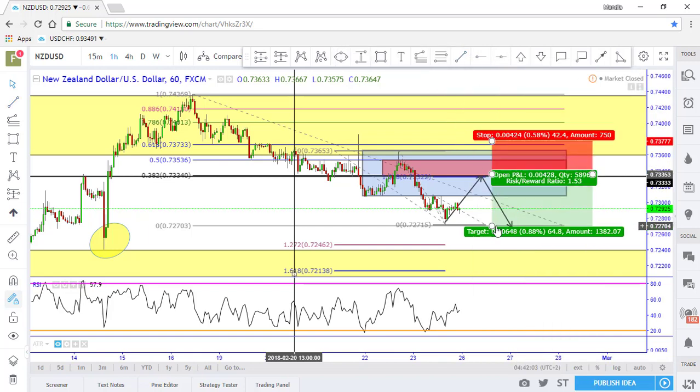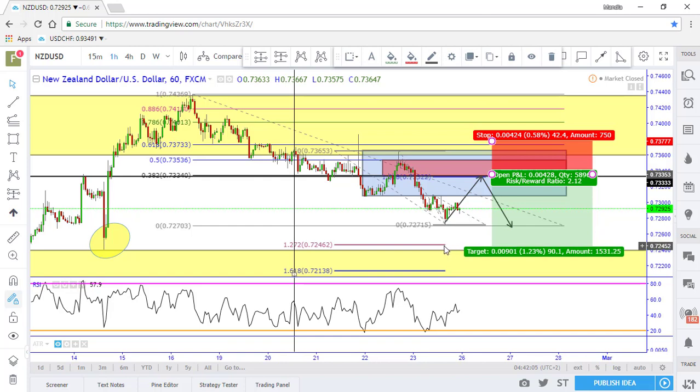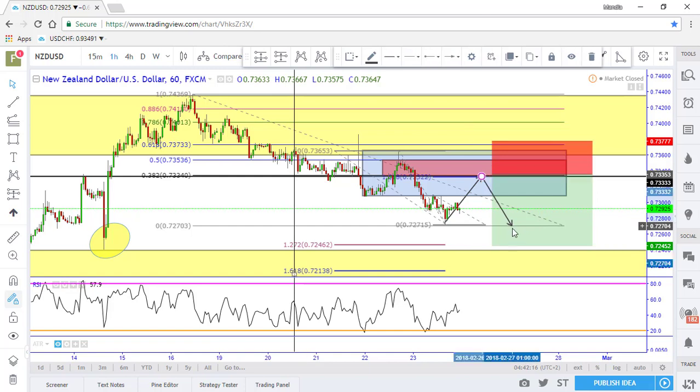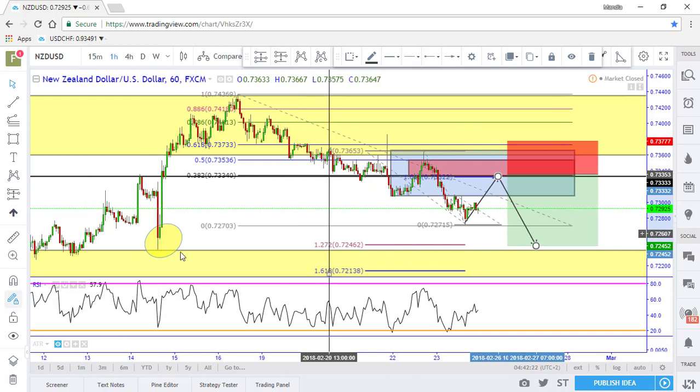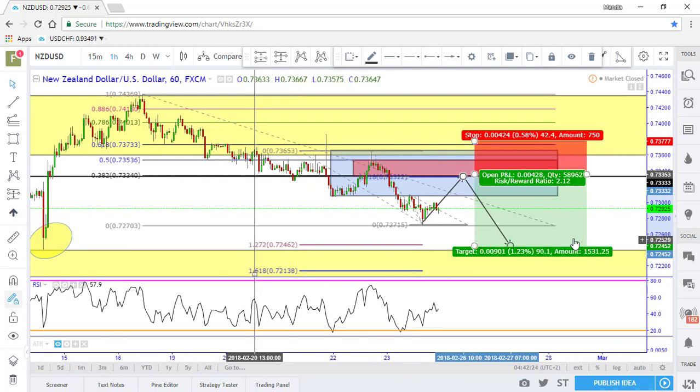Okay, so if you would take your targets over there, you would have a 1:2 risk to reward, which is a risk of 42 pips and a much larger reward, because you'll be taking your targets in anticipation of an extension over to these levels of structure right here. So you'll be having a 90 pip reward in this case.